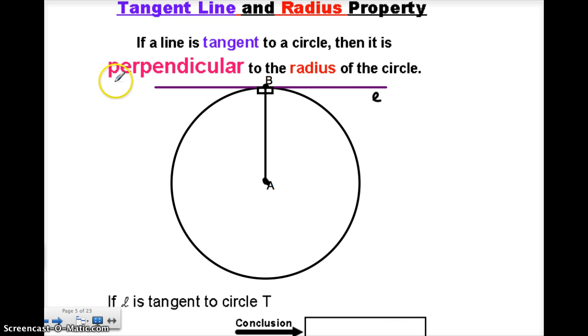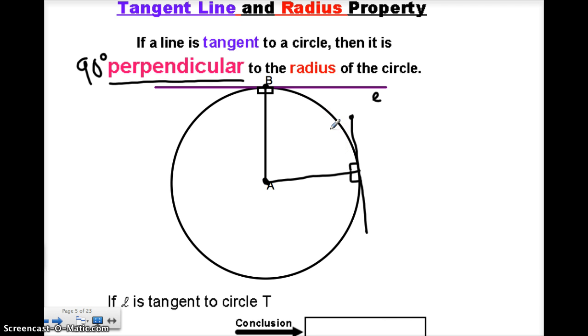Now what's perpendicular mean again? Let's put a little note over here. Perpendicular means 90-degree angle. So our tangent line creates a 90-degree angle with the radius. Now this works for any tangent line. If I were to draw another tangent line over here, and then a radius that met it, this angle created right here would also be 90 degrees.